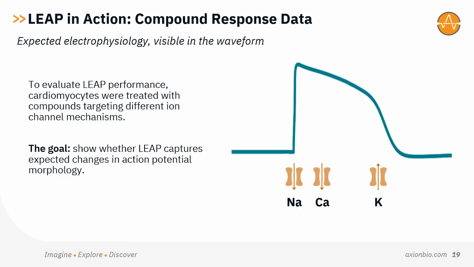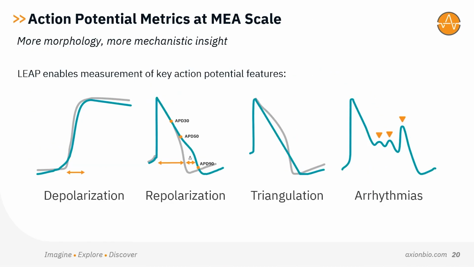As we go through the data, pay attention to not only whether the waveform gets longer or shorter, but where in the waveform this particular change occurs. Before looking at compounds, here are some key metrics that LEAP is able to measure. For depolarization, we can look at rise time. For repolarization, we can look at APD 30, 50, or 90. We can also evaluate triangulation, which reflects changes in the shape and slope of repolarization, and arrhythmic events such as early afterdepolarizations. These are exactly the kinds of features that make action potential morphology so valuable. LEAP brings those measurements into the MEA workflow.